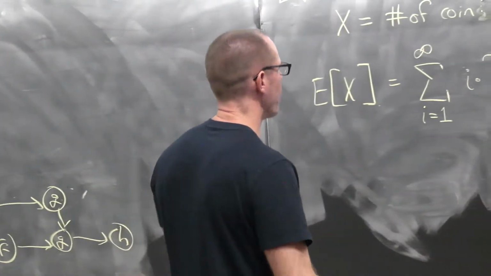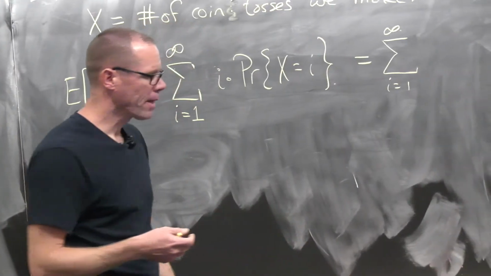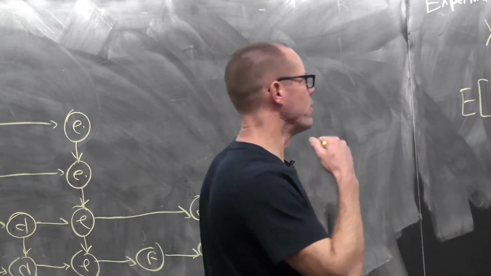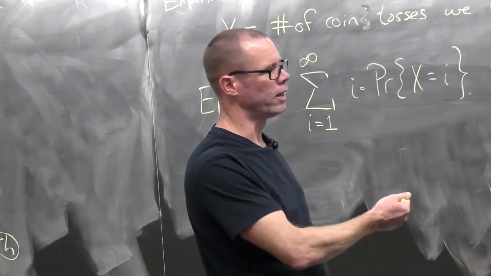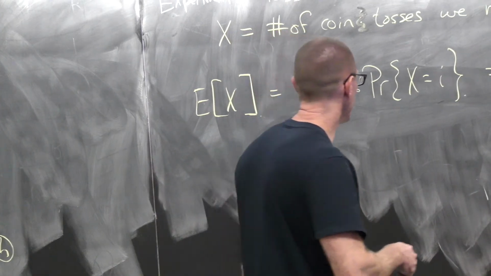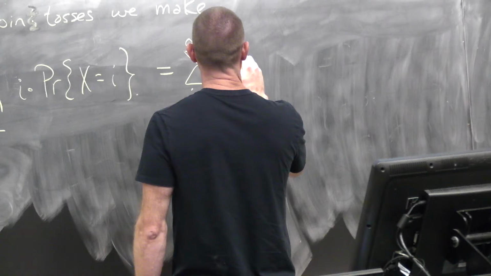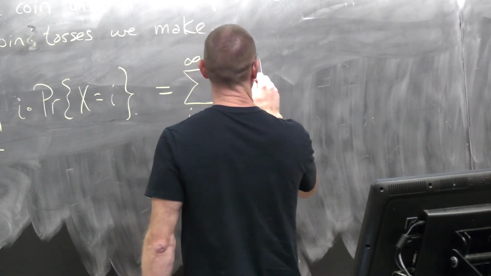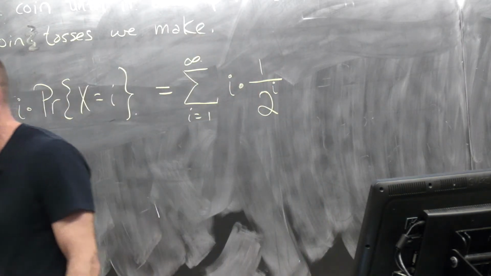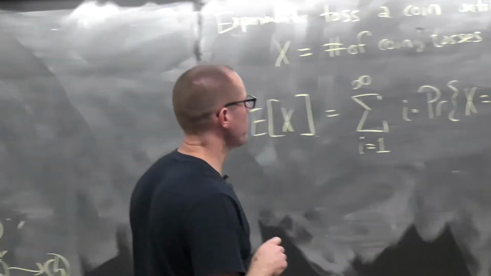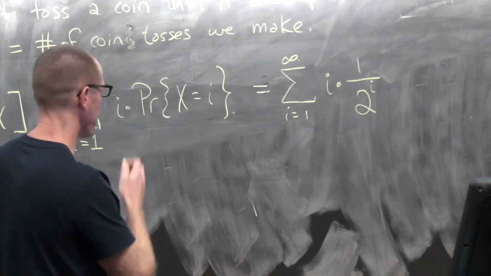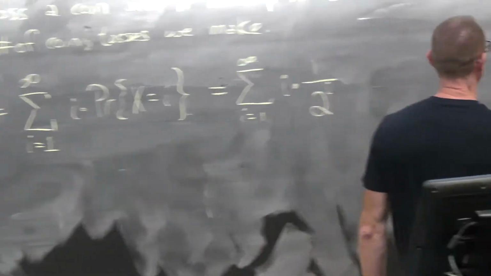And the probability that we toss the coin twice is exactly a quarter, because that happens when the first coin toss comes up tails, and the second one comes up heads. So in general, this is i times 1 over 2 to the i. And if you're good at sums, then you can figure out what this is. I want to show you a slightly different way of doing that, using indicator variables.